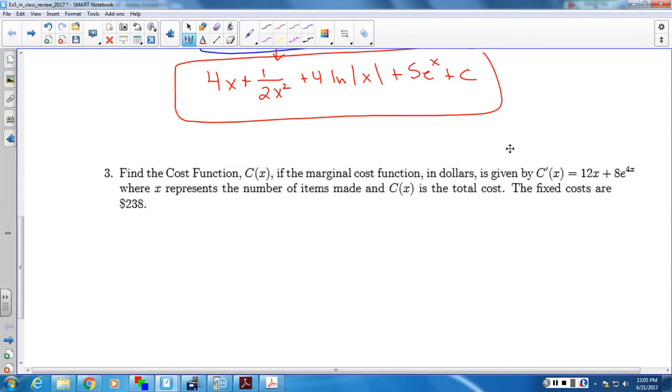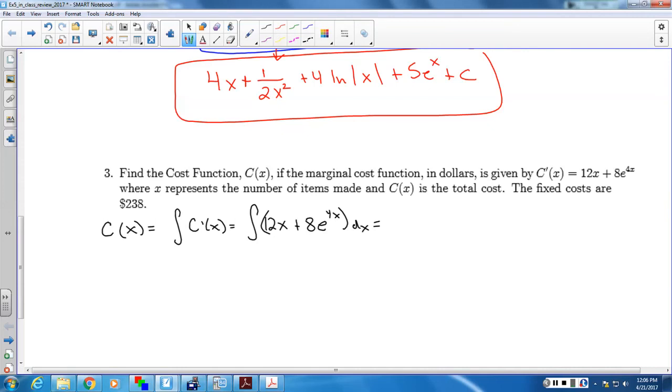Another 15.1 question says find the cost function if the marginal cost, which is the derivative of the cost, is given to us. So I am going to find the cost function by taking the antiderivative of the derivative. So I'm taking the antiderivative of 12x plus 8e to the 4x with respect to x. I'm not going to separate this one because there's no denominators to really bother us.